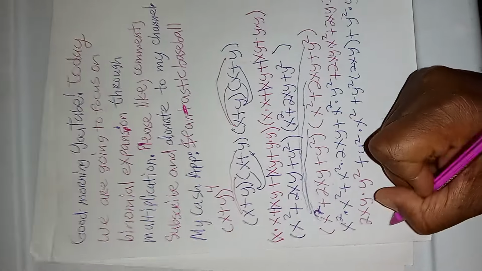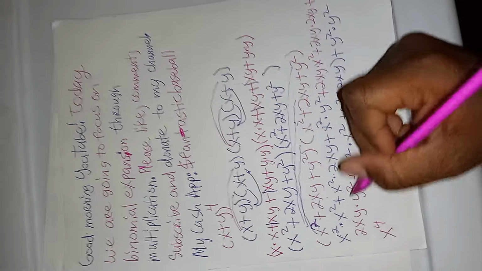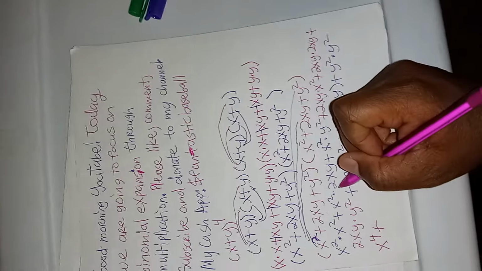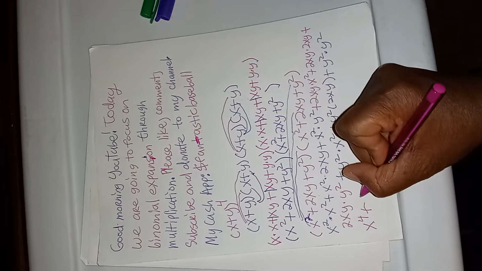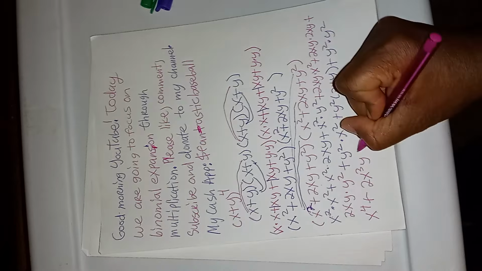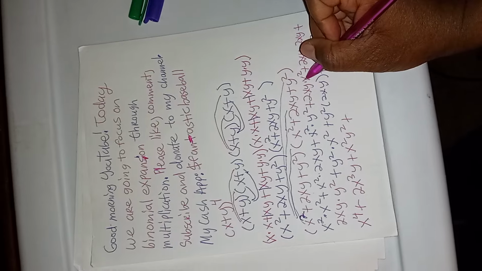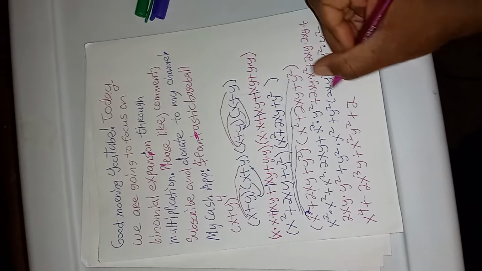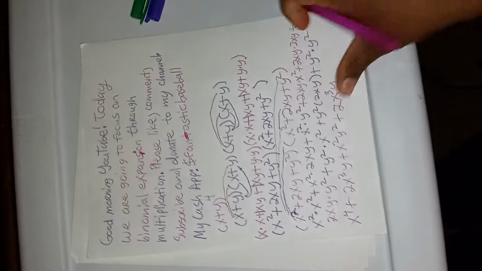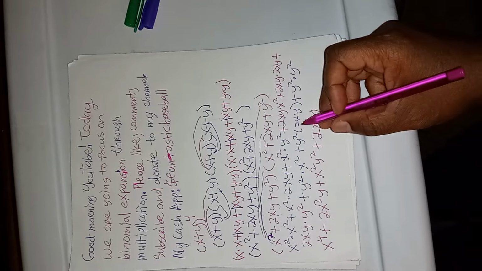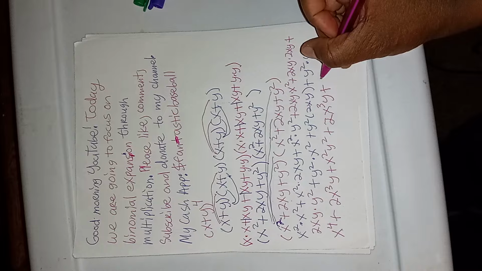So x squared times x squared becomes x to the fourth power plus x squared times 2xy. So we have a power of 2 for the x times another x here, which will give us x cubed. So it's going to be plus 2x cubed y. Plus 2xy times x squared, so it'll be 2, and then x times x squared will give us x cubed, and then bring down the y. And then plus 2xy times 2xy, and that'll give us 4x squared y squared.